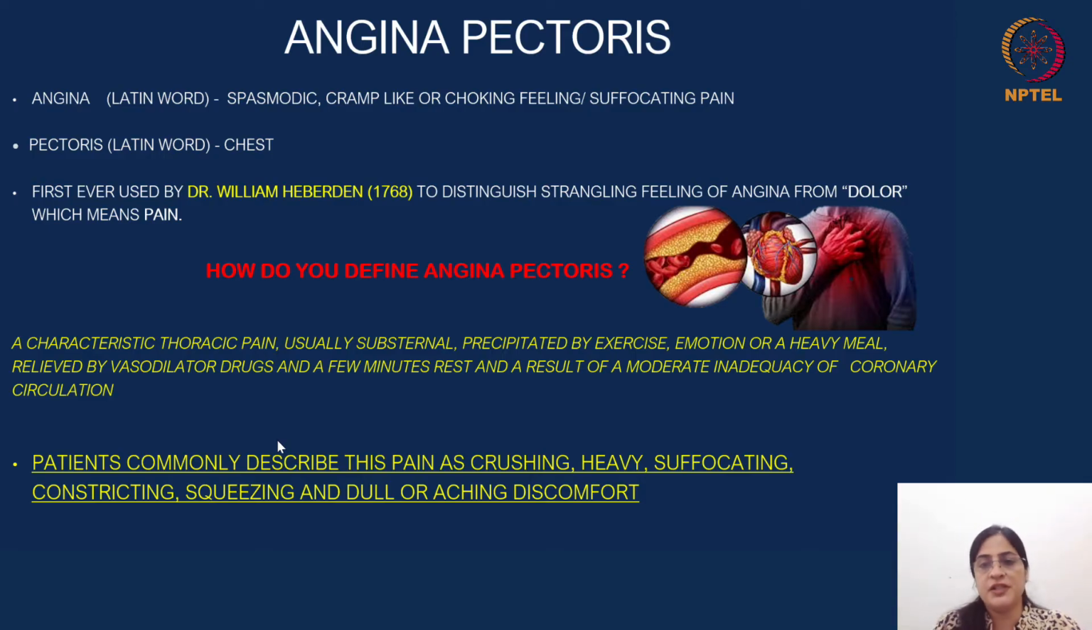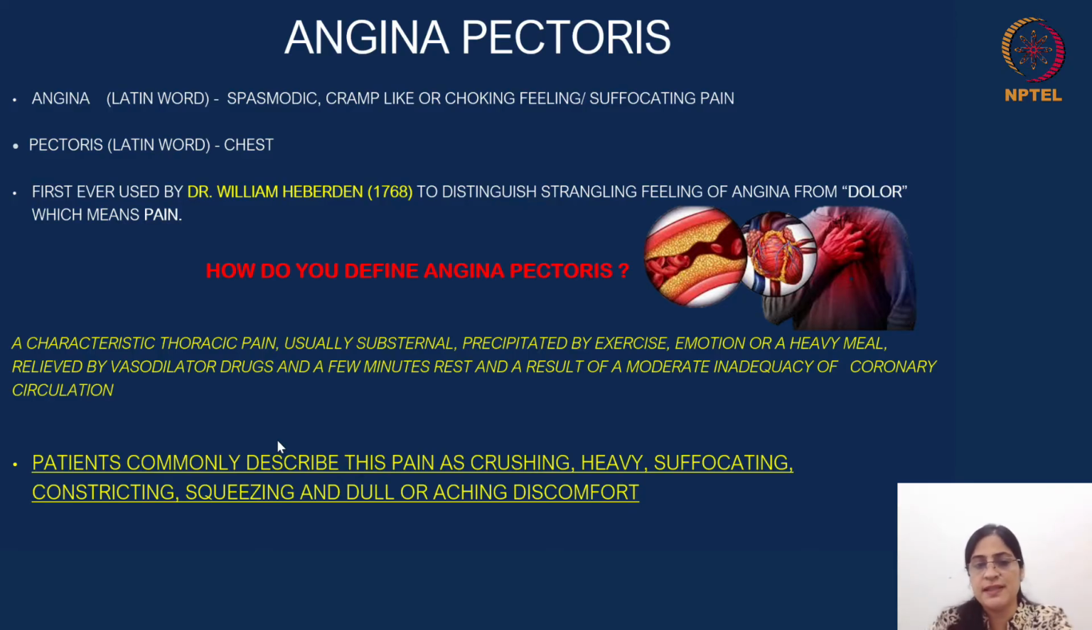Now, how do we define angina pectoris? It is a characteristic thoracic pain, substernal, precipitated by exercise or emotion or a heavy meal, relieved by vasodilator drugs or a few minutes of rest, and it is usually a result of a moderate inadequacy of coronary circulation.